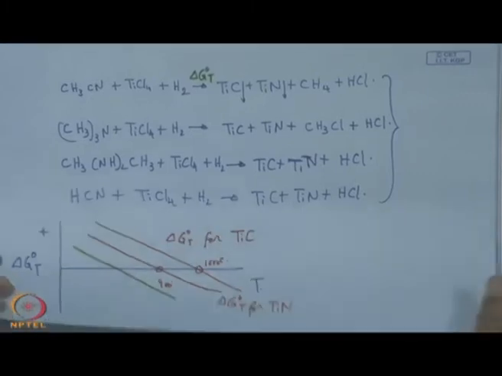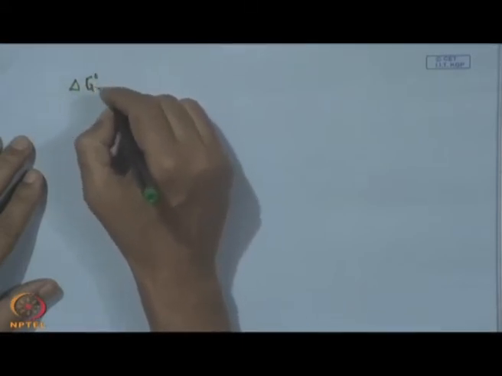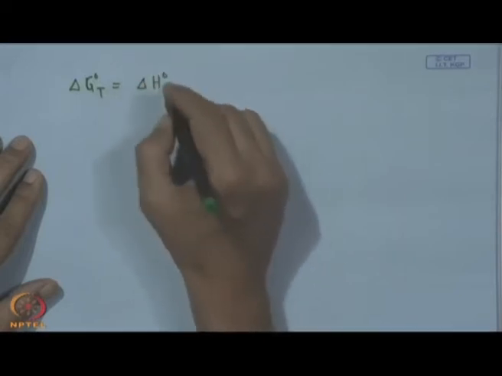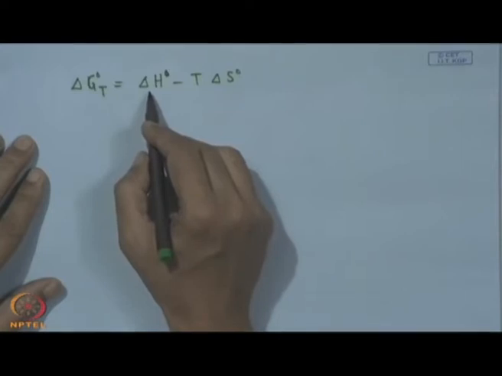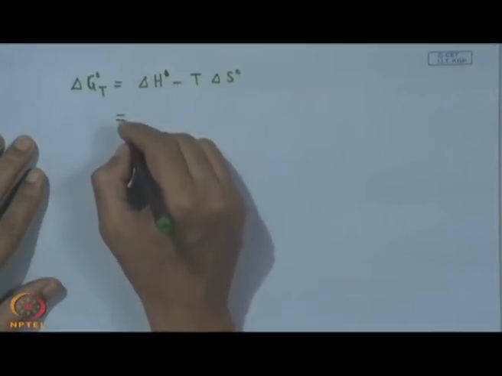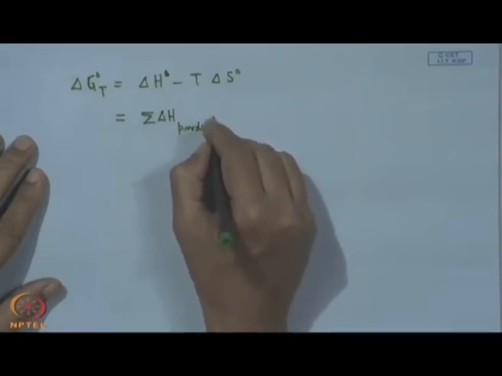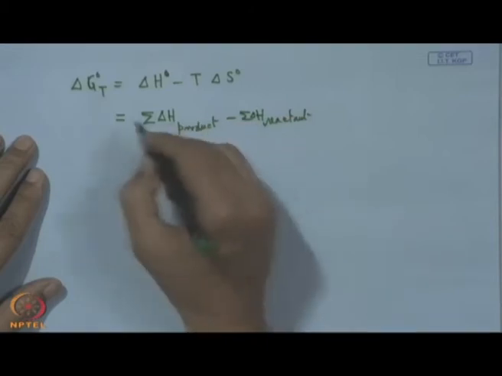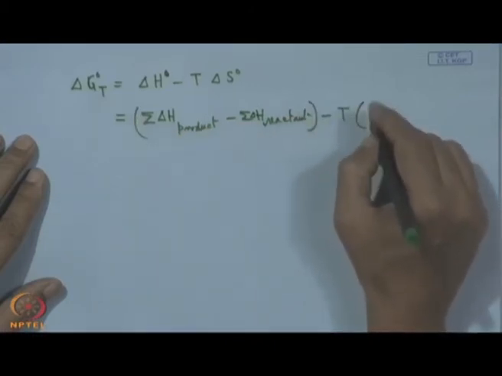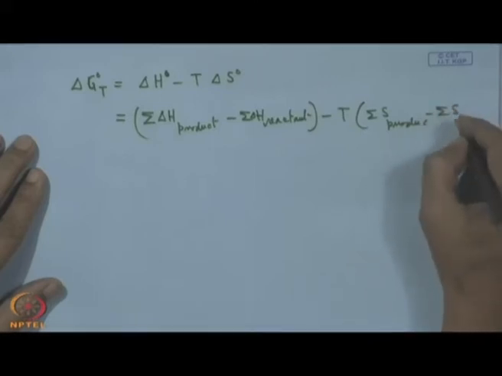Say what we can write here, governing equation means this delta G 0 T, that is actually delta H 0 minus T into delta S. Now, here this should be actually the summation of delta H product minus delta H reactant, minus T into sigma S product minus sigma S reactant.